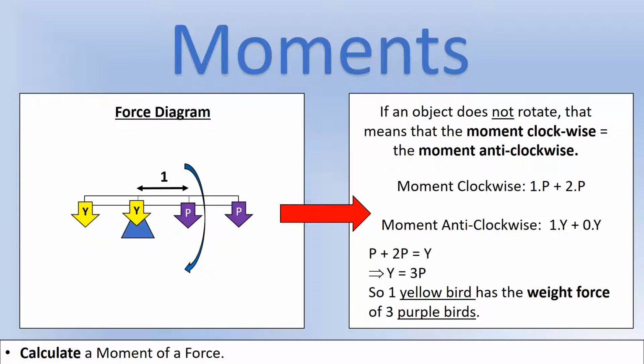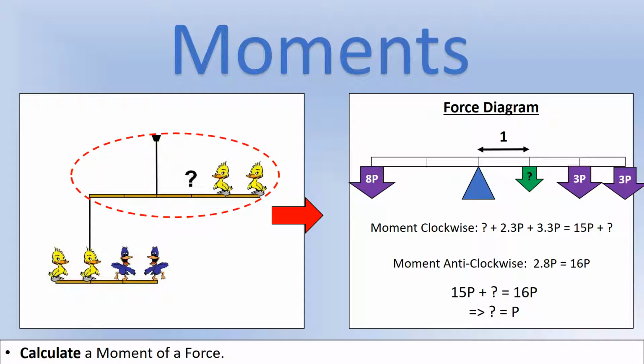So if this system is stable and is not rotating, what that means is the moment clockwise is equal to the moment anti-clockwise. So we can calculate the total moment clockwise. It'll be 1 times P plus 2 times P, because the second P force is 2 units from the pivot. The moment going anti-clockwise will be 1 times Y plus 0 times Y, because one of the weight forces is acting at the pivot, so it doesn't have a moment. And then we get this expression Y equals 3P. So we know the weight force of one yellow bird is equal to 3 purple birds, and we're going to use that in a second.